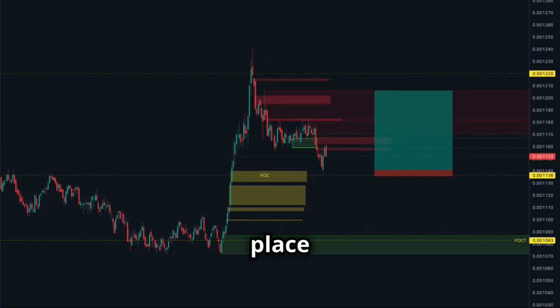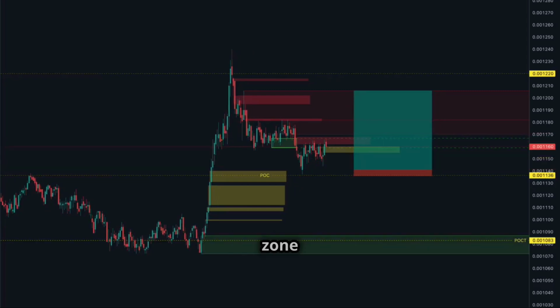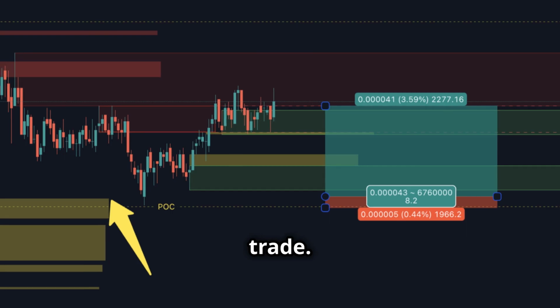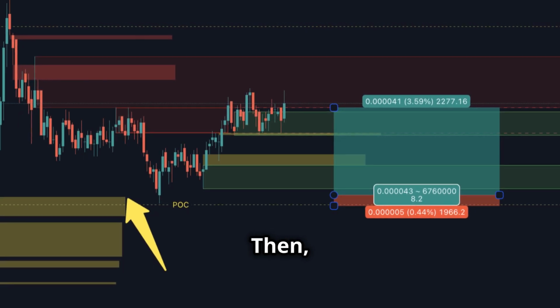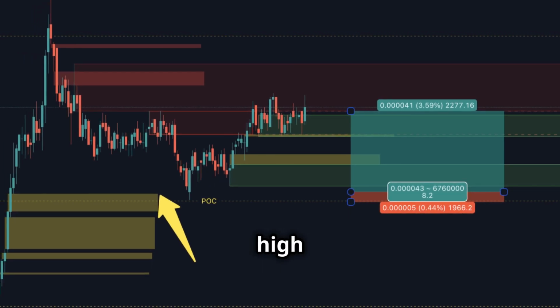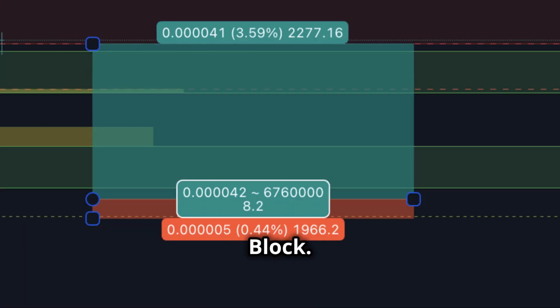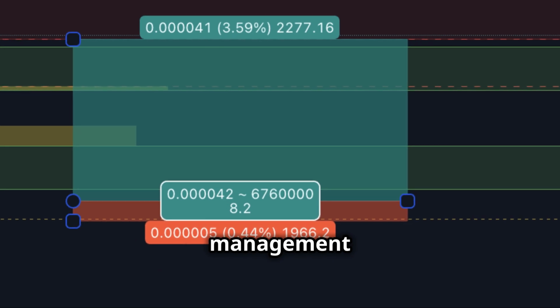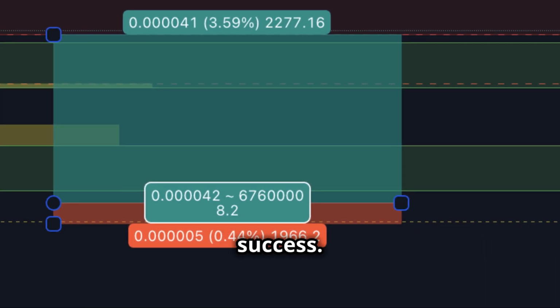Next, place your stop loss below the liquidity zone to protect your trade. Then, set your target at the next key level, such as a previous high or opposing order block. Risk management is key to long-term success.